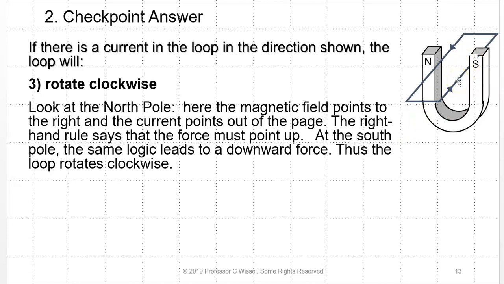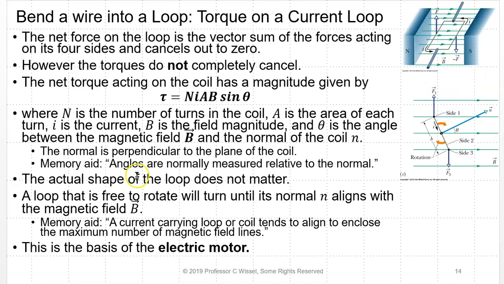And if we do this on the other side, your index finger is pointing into the page, your magnetic finger is pointing to the right, still toward the South Pole, and your thumb is going down. So this is going to rotate clockwise. Okay, so if you bend the wire in the loop, you can end up with a torque on a current loop. The net force on the loop is the vector sum of the forces acting on its four sides and cancels to zero. But the torques do not completely cancel.